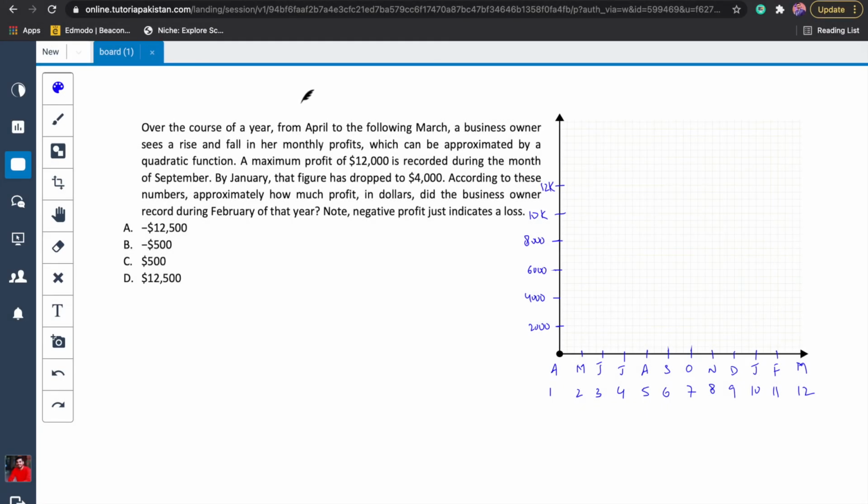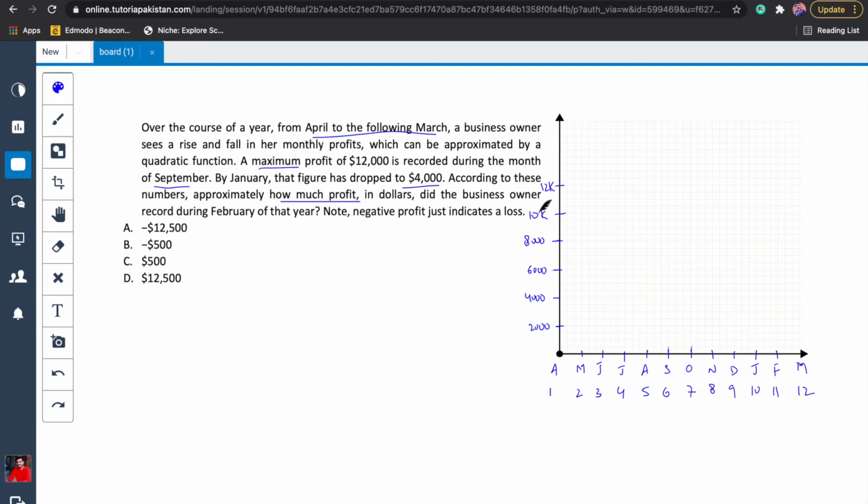Let's have a look at this interesting question. Over the course of a year from April to the following March, we have a timeline. A business owner sees a rise and fall in her monthly profits, which can be approximated by a quadratic function. A maximum profit, we have a hint here, a maximum profit of $12,000 is recorded during the month of September. Okay. By January, that figure has dropped to $4,000. According to these numbers, approximately how much profit in dollars did the business owner record during February of that year?